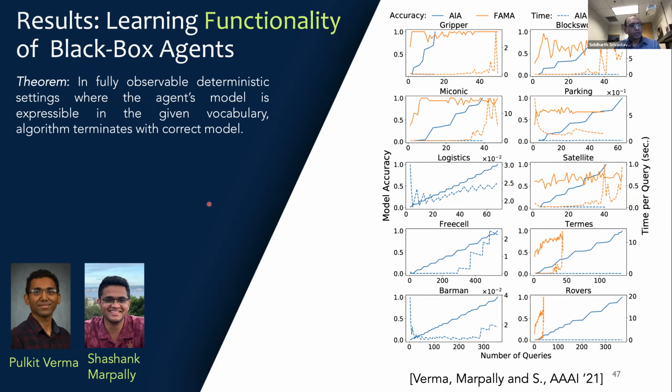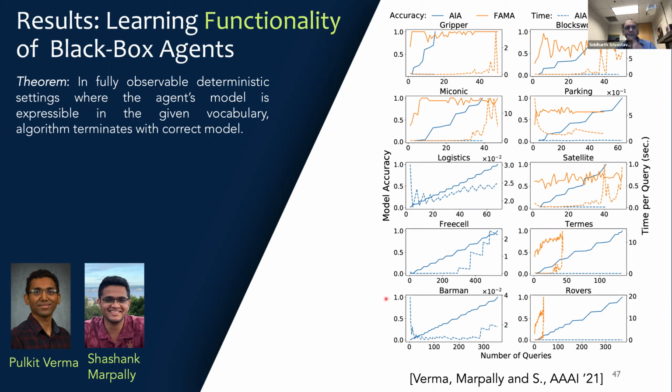The closest comparison to this kind of approach is with passive model learners, which just observe the behavior of an agent and try to derive a model of functionality, like using the same kind of model representation. And it turns out our approach does much better. So in this plot, on the x-axis, we have the number of queries asked. And on the y-axis, I'm showing two plots.